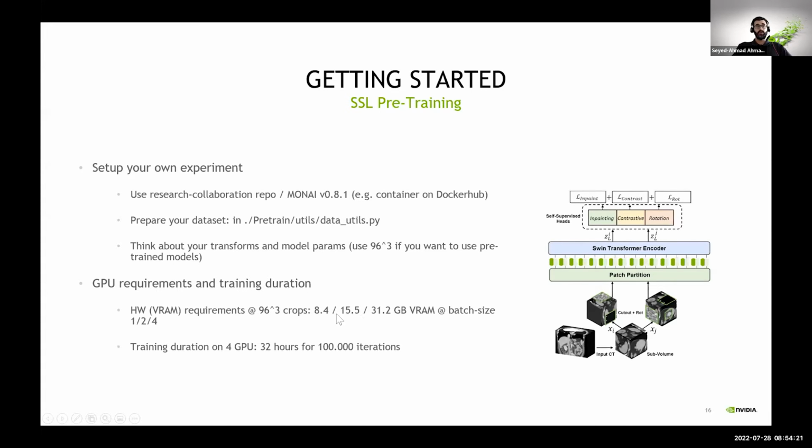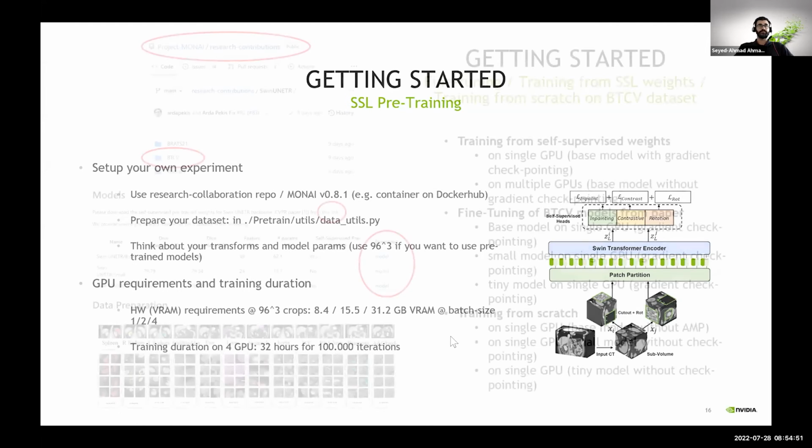For a batch size of 2, you need 15.5 gigabytes, and for a batch size of 4, which was used in the paper, you can nicely utilize V100 GPUs at 31.2 gigabytes of VRAM. The training duration roughly on 4 GPUs for 100,000 iterations is 32 hours. Of course, it's multiplied if you use fewer GPUs, but it's basically a few days of pre-training in order to create your own custom SWIN transformer encoder for your own data set, let it be CT or anything else.